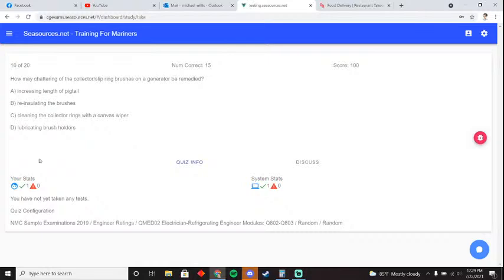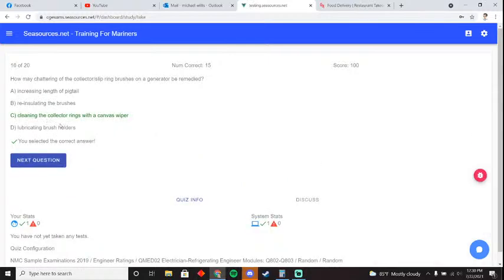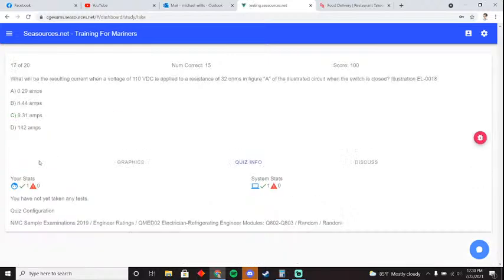How may chattering of the collector/slip ring brushes on the generator be remedied? Well, you're going to have to clean the collector rings with a canvas wiper. Canvas wiper is just a special kind of rag that won't break apart or anything like that. So you don't get little fibers stuck inside the wiring and moving parts to cause fire or more chattering, because chattering electrical equipment is bad.